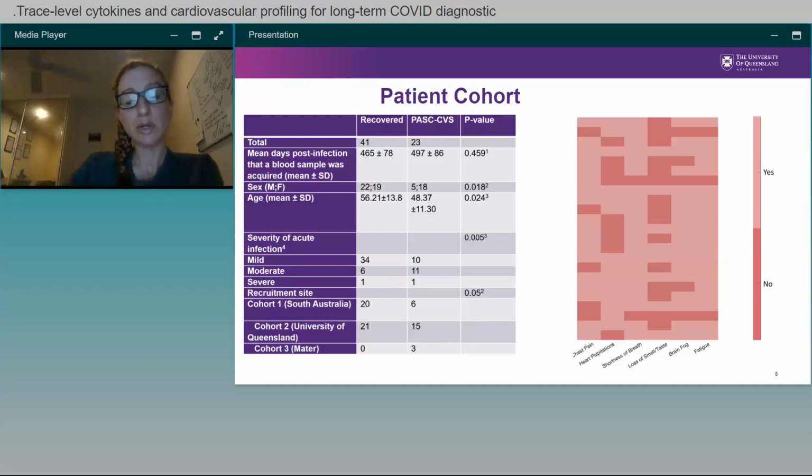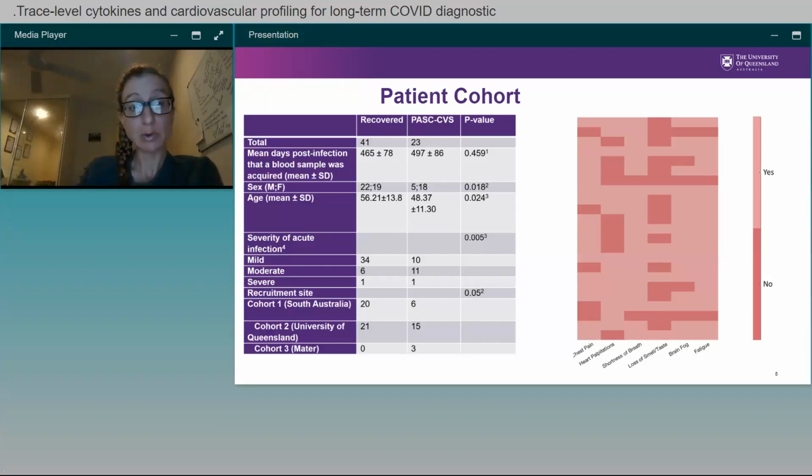And we recruited 41 individuals who had recovered from SARS-CoV-2 without prolonged symptoms, and 23 individuals who self-reported ongoing cardiovascular symptoms. The symptoms of our long COVID cohort are just shown here pictorially on the right. So you can see that all individuals had either chest pain or heart palpitations. The majority had fatigue and shortness of breath, which you can sort of imagine goes hand in hand with cardiovascular complications. And then some individuals also had things like brain fog and a loss of smell and taste.